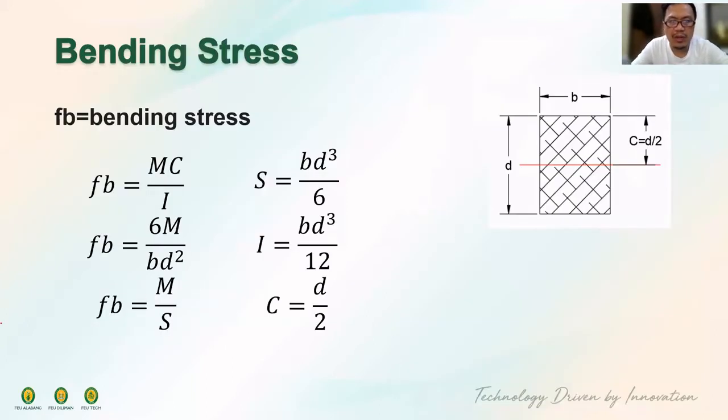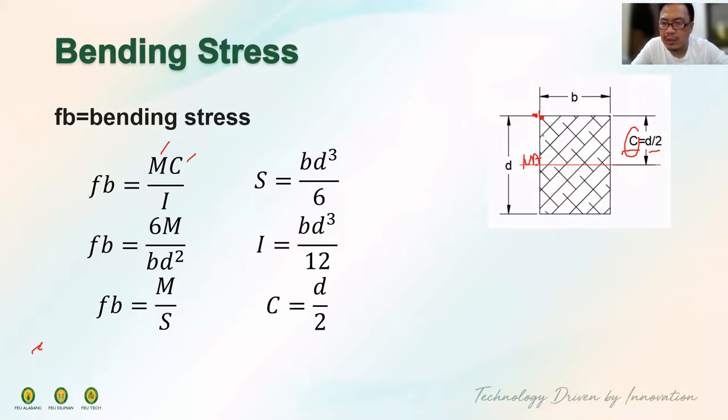The general formula for the flexural stress is MC over I, okay? M is for moment, C is the distance from the neutral axis to the outermost fiber or to the location by which you would like to get the flexural stress. In this case, if this is your neutral axis, this is the maximum stress, the topmost. That is C, the distance from the neutral axis, which is just D over 2.